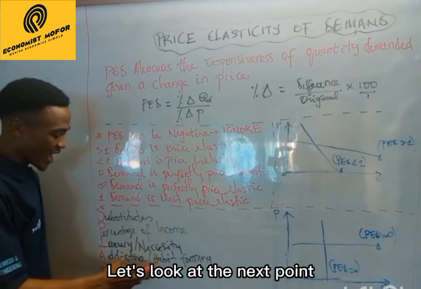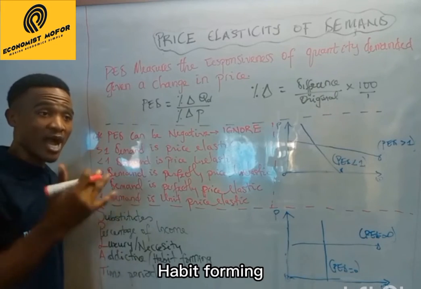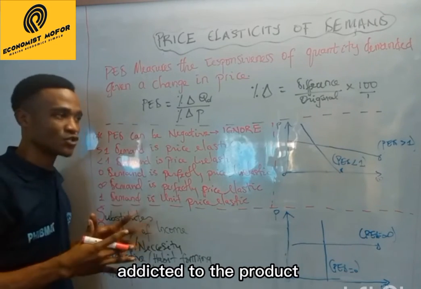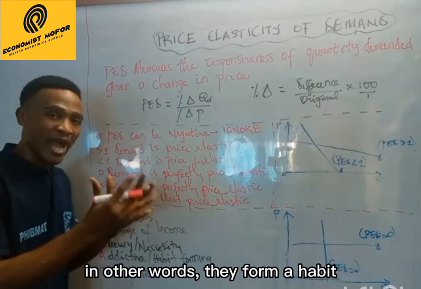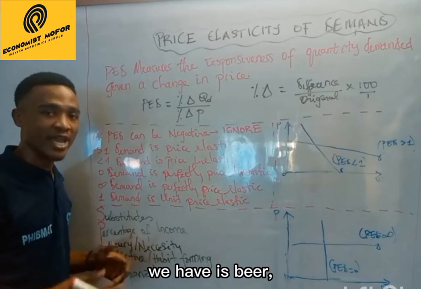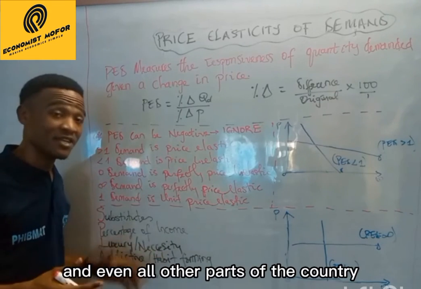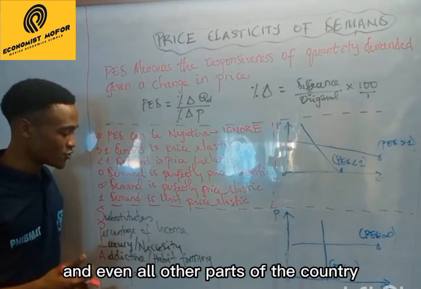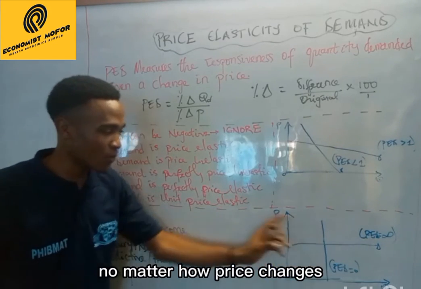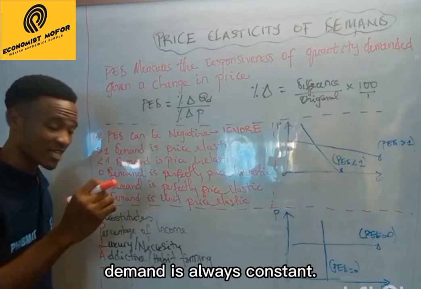Let's look at the next point, addiction or habit forming. Habit forming is a situation where people can no longer do without the product; they are addicted to it. In other words, they form a habit of consuming such a product every day. Examples of such products are beer and cigarettes in Cameroon, and even in all other parts of the world. So they have perfectly inelastic demand. It means no matter how price changes, demand is always constant.